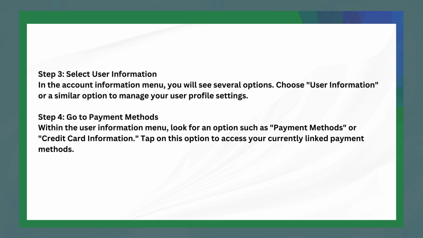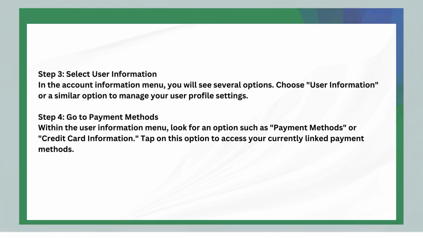Step 4 is to go to payment methods. So within the user information menu, look for an option such as payment methods or credit card information. Tap on this option to access your currently linked payment methods.